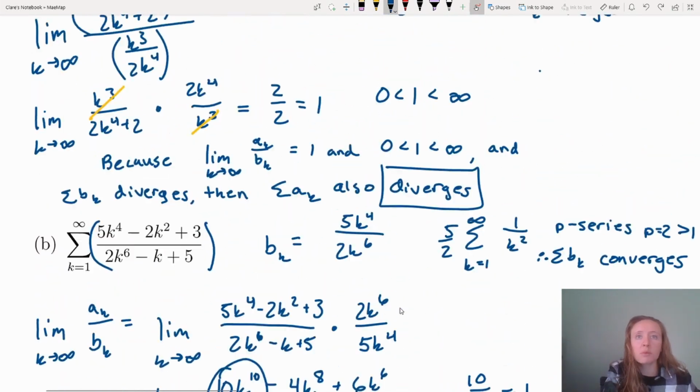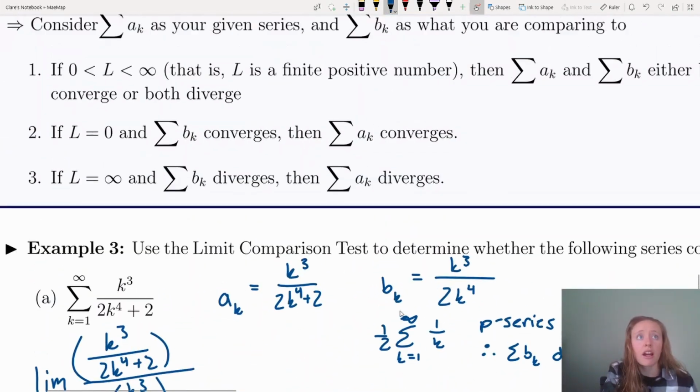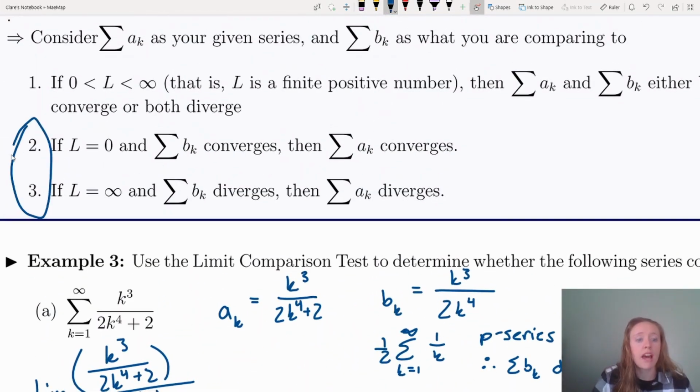But there's two cases we didn't even really touch on, and that's 2 and 3. If we get that L equals 0, or if we get that L equals infinity. And these two cases occur when we do the limit comparison test where b sub k converges and a sub k was a series that was smaller than that b sub k. Or if b sub k diverged and a sub k was a series that was bigger than that series that diverged.